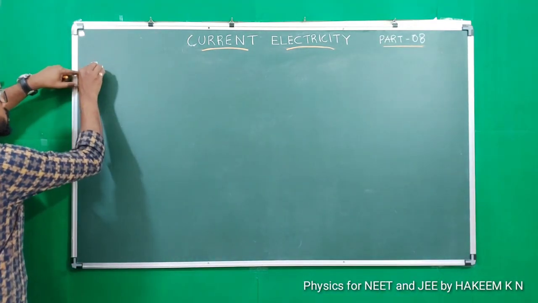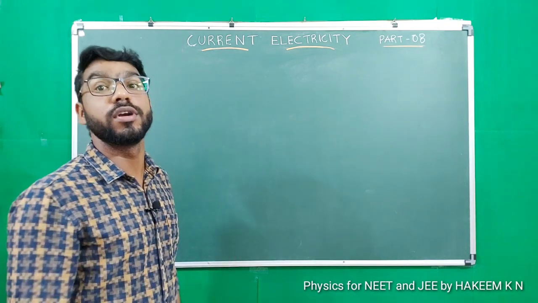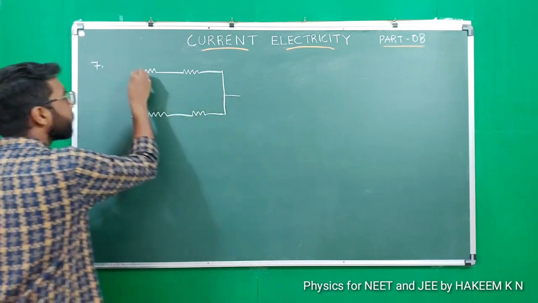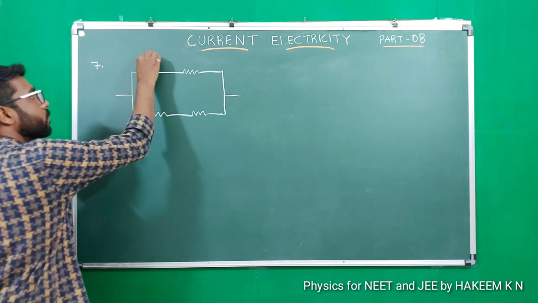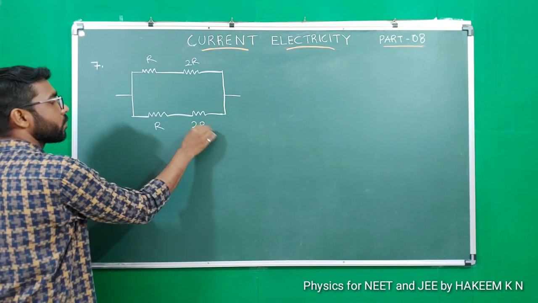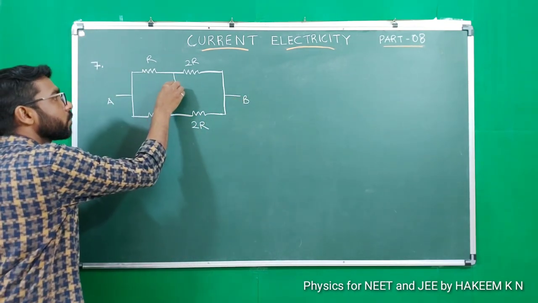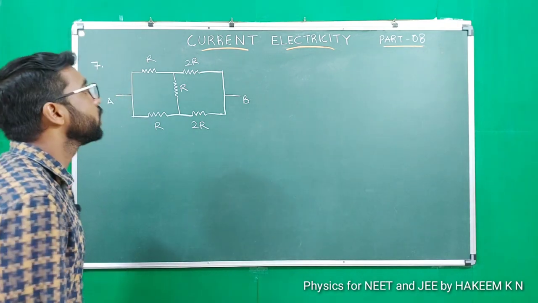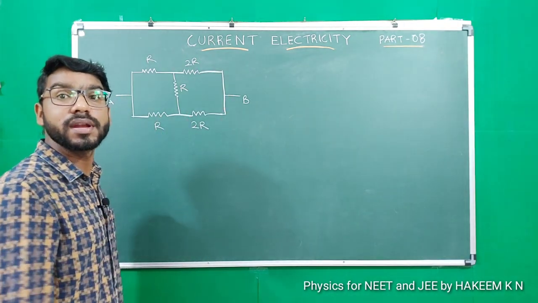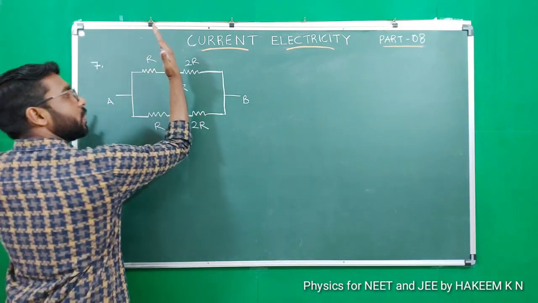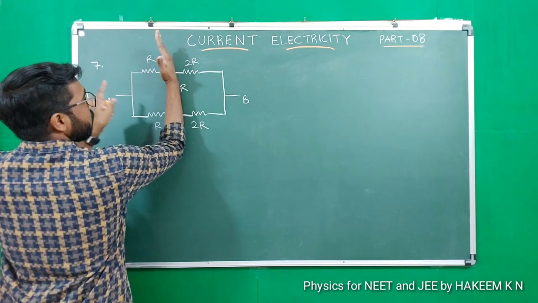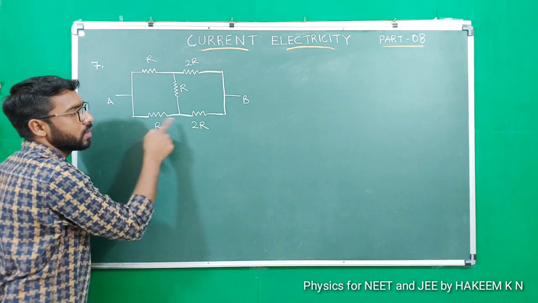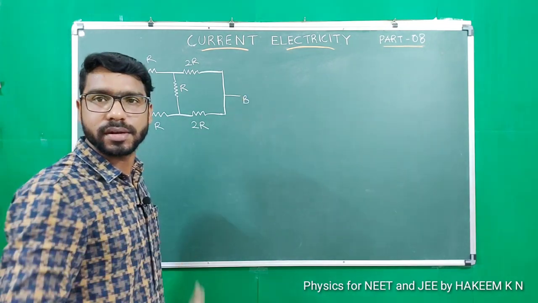Okay. Next question. Now we can do some problems based on folding symmetry. Okay, here is the question. Listen carefully. Here we can't apply mirror symmetry. Why? When we are applying a plane perpendicular to AB, we will not get mirror image of LHS on RHS, because here it is R, here it is 2R. So here we can't apply mirror symmetry.